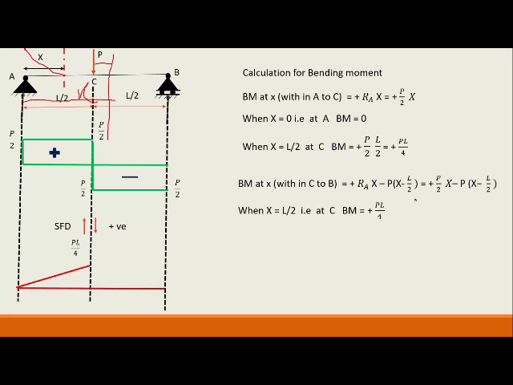At x equal to L by 2, just put L by 2 here in the position of x. It will again form this value PL by 4, and at x equal to L, as I have calculated here, it will come down to 0 again. So this BM diagram forms a triangle with a positive sign, as it is a sagging moment.